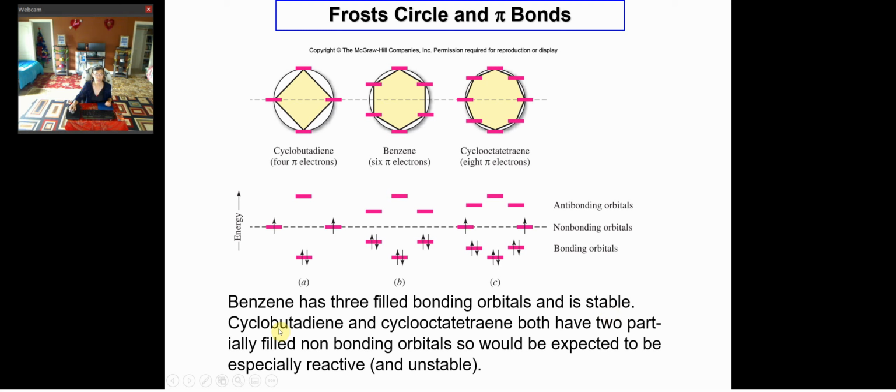On the other hand, cyclobutadiene and cyclooctatetraene both have 2 partially filled non-bonding orbitals. You see, the non-bonding orbitals are partially filled, which results in a special instability. This partially occupied non-bonding orbital will attract other electrons, meaning these non-aromatic compounds may have special reactivities.